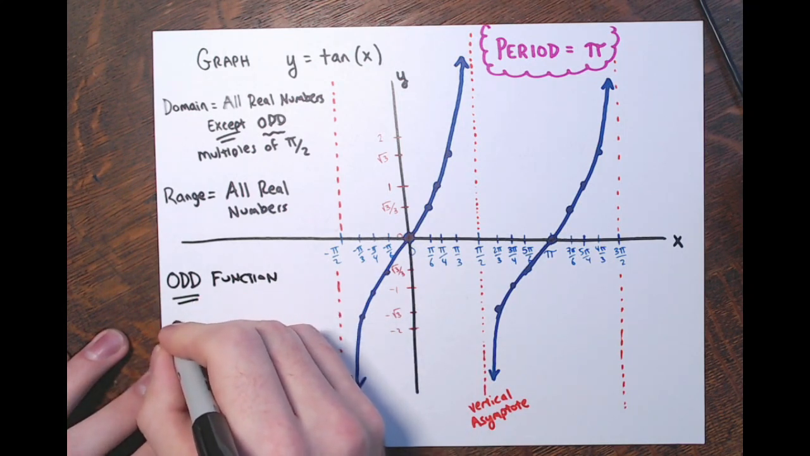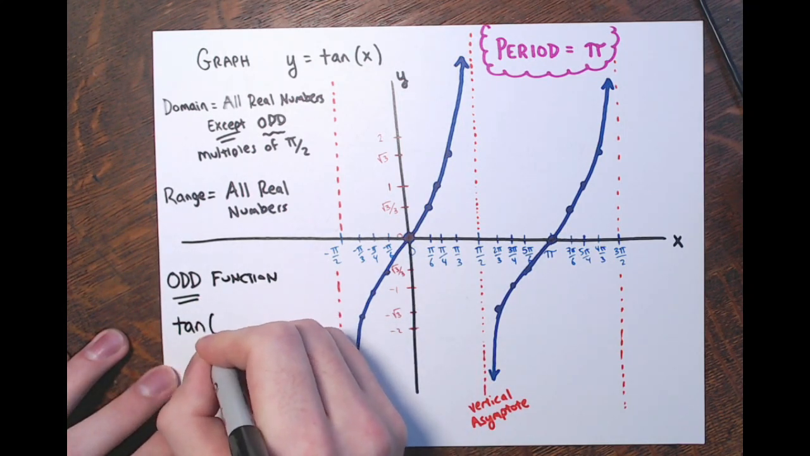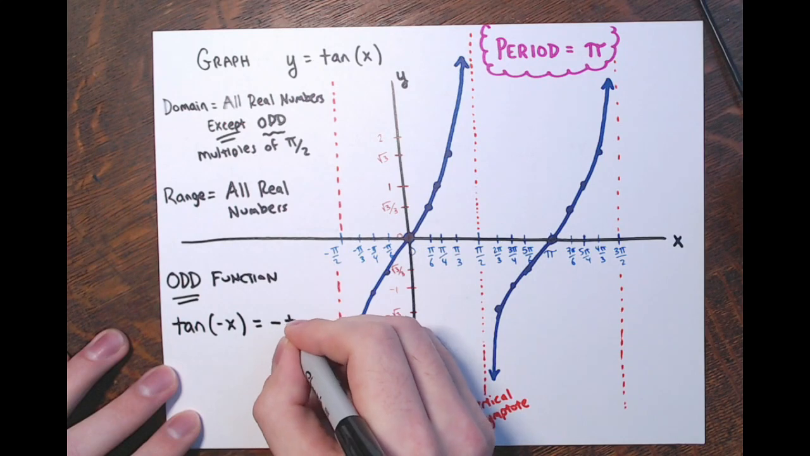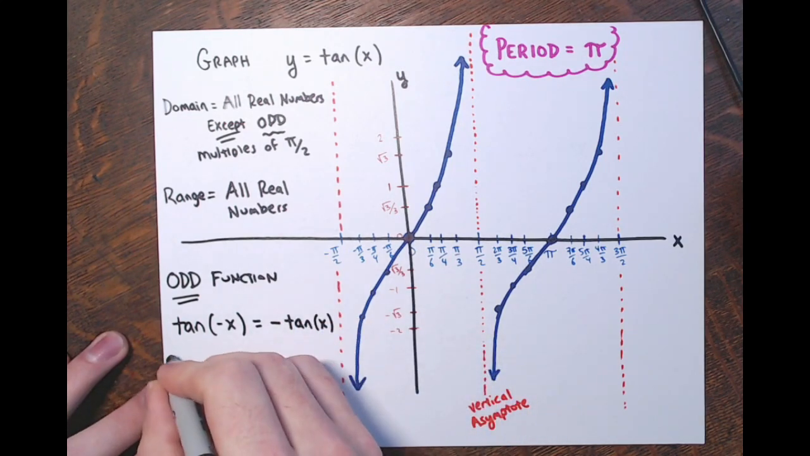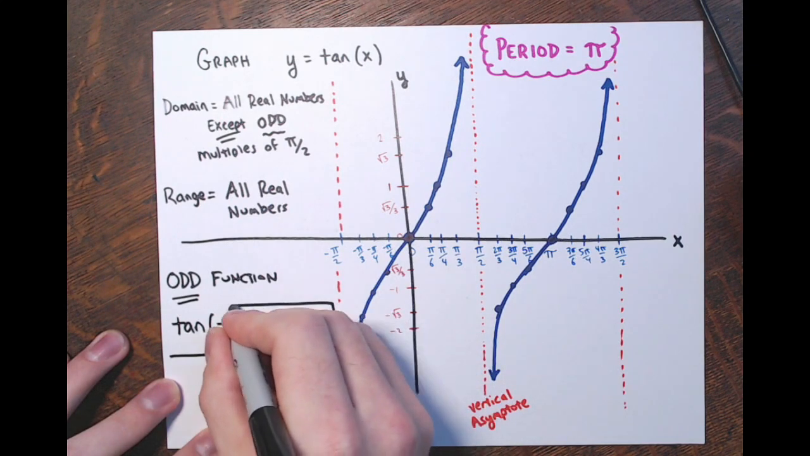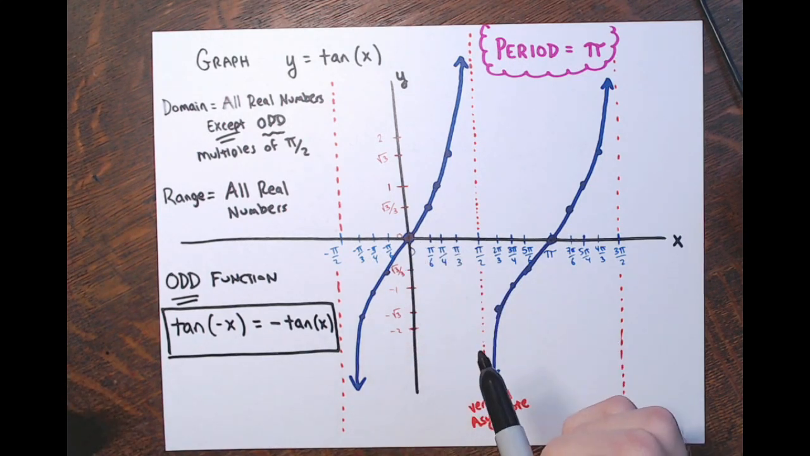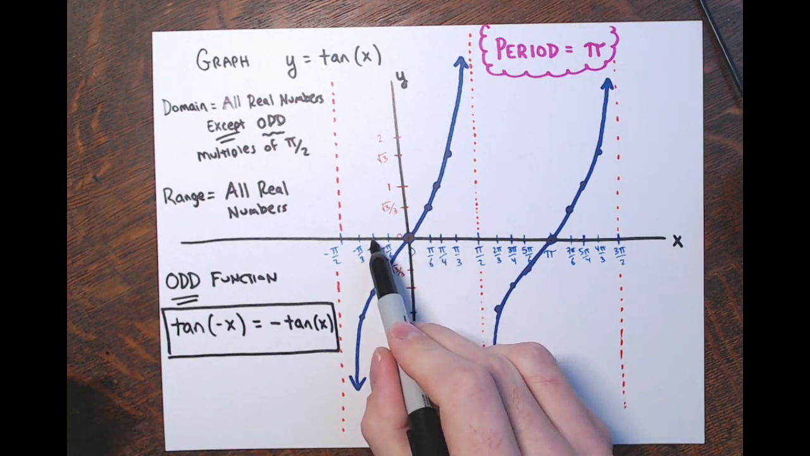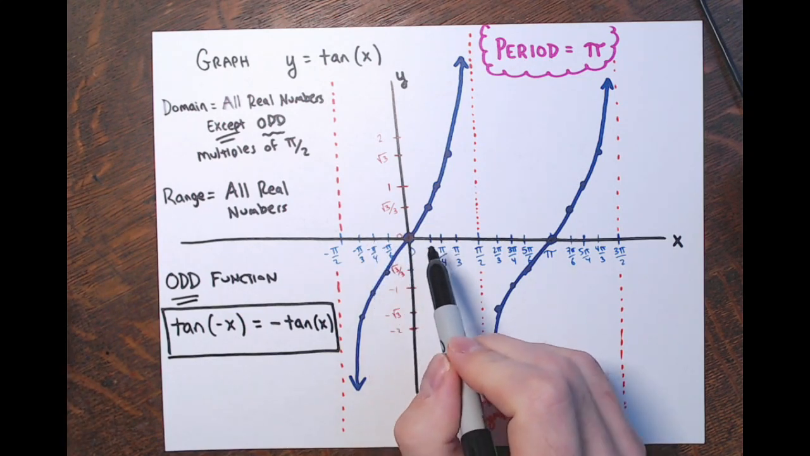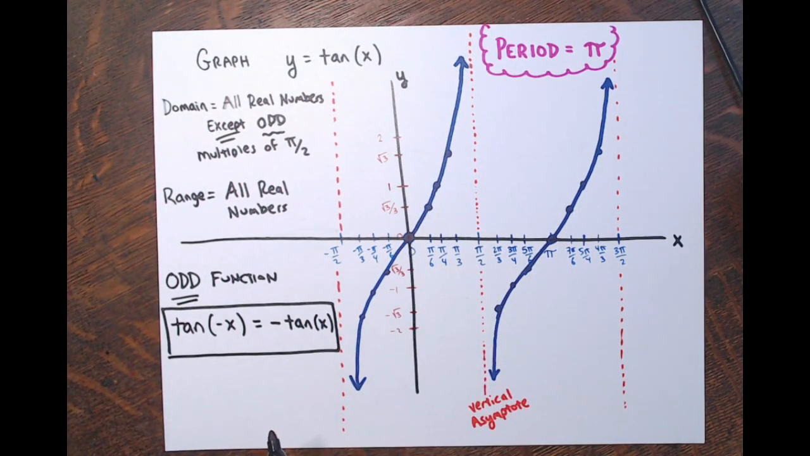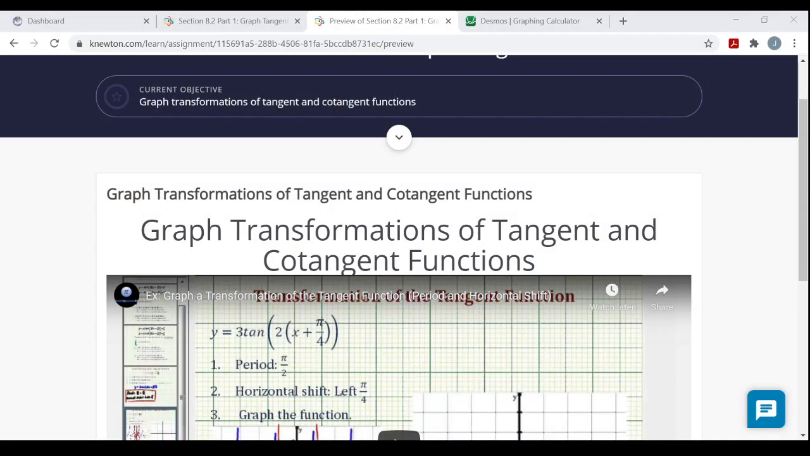Another way to state that would be the tangent of a negative angle, remember, is the opposite of the tangent of the positive angle. This is big here. The tangent of a negative angle is just the opposite of the tangent of the positive angle, as you're seeing in my graph. The tangent of negative pi over 4 is negative 1. The tangent of positive pi over 4 is positive 1. Just opposites.